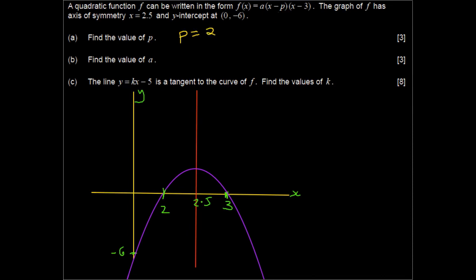Alright, next it says find the value of a. So we know that this is 2, we know that this is minus 3. We can then use this point here to work out what a is. So I can say that negative 6 is going to equal a, and then x has to be 0, so it's going to be 0 minus 2 and then multiplied by 0 minus 3. So that's going to give me negative 6 is equal to a times 6. So that's going to give me a is equal to negative 1.